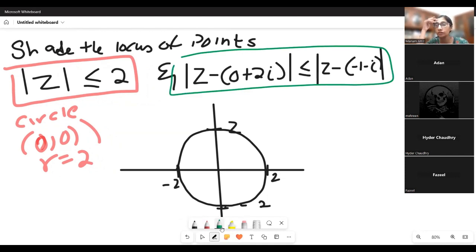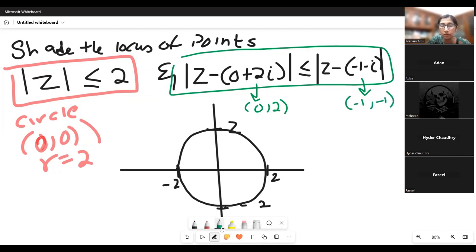Now, when you have modulus on both sides of the equality or inequality, you're drawing a perpendicular bisector. And what points do we have? This one, equate this to 0. So you get z equals 0 plus 2 iota. So the point is (0, 2). And for this one, it becomes z equals minus 1 minus iota. So it's (minus 1, minus 1).